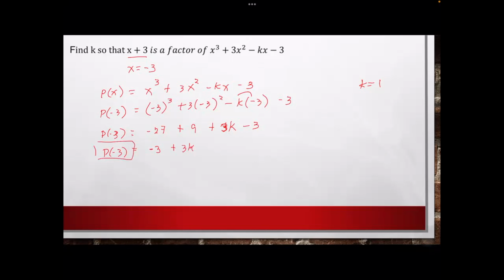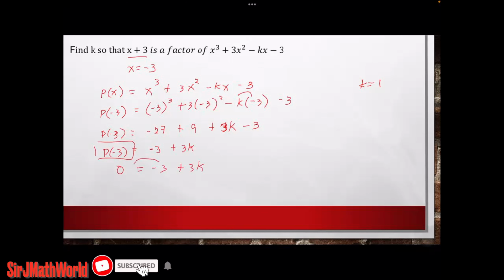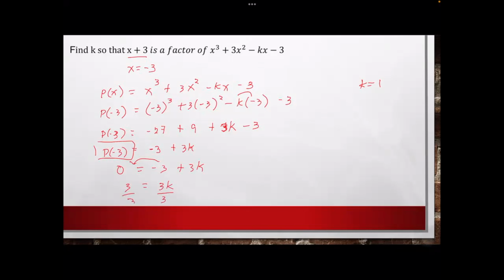Tapos ito, palitan natin siya ng 0. So, 0 is equal to negative 21 plus 3k. Balik natin, lipat natin doon. So, magkakaroon tayo ng positive 21 is equal to 3k. Divide both sides by 3. So, okay, the answer will be k is equal to 7. Kasi 21 divided by 3 is equal to 7. Question? What's your answer, Aline? Aline Kit, what's your answer? 1 din po. Okay.